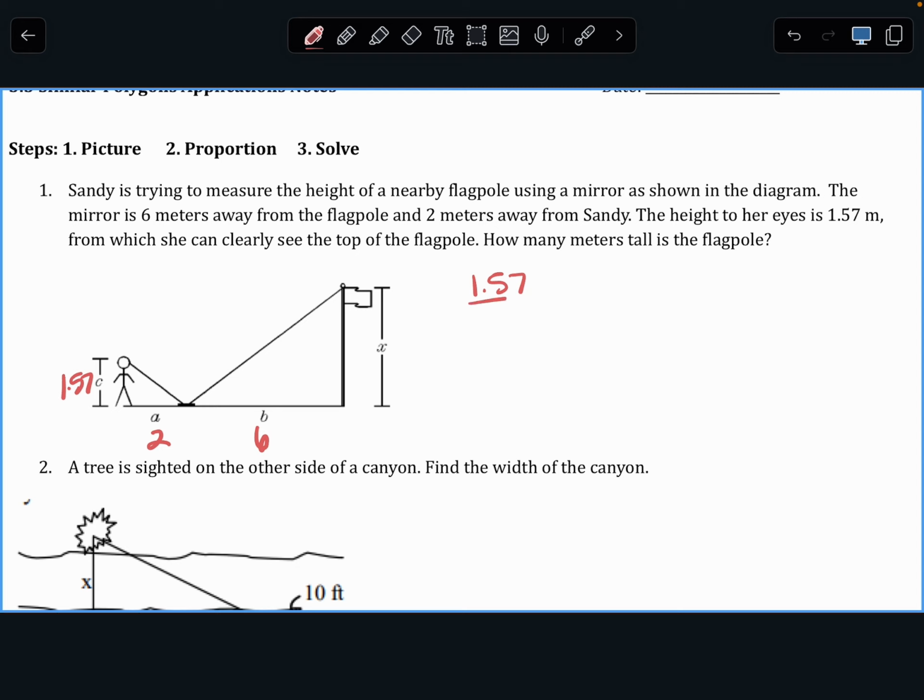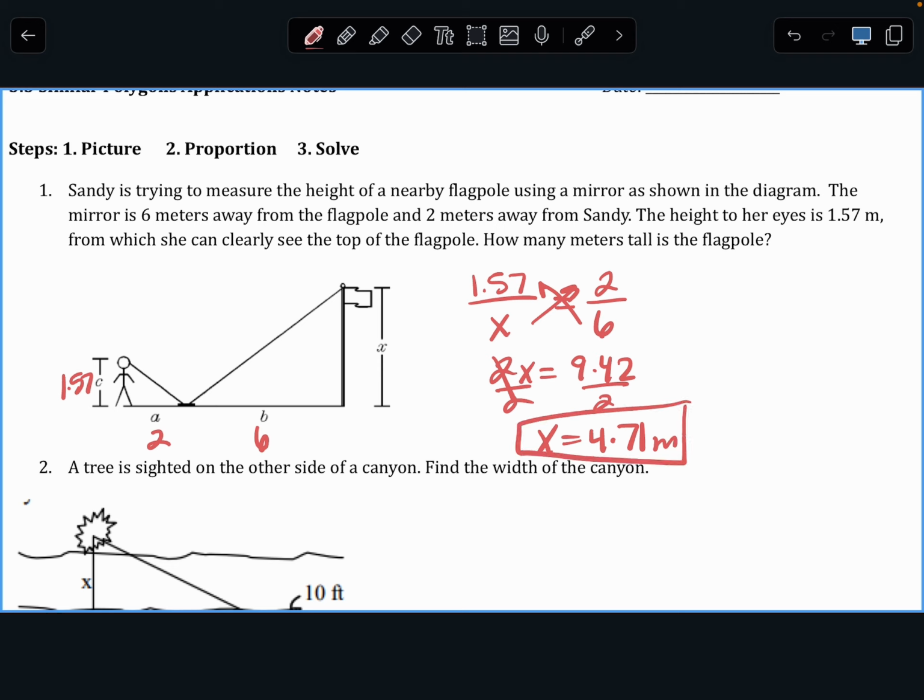1.57 matches what? It can match several things. What do you want it to match? X, okay? And then we started with the small triangle. I have to start with the small triangle again. That means that it has to be 2 over 6. So then we cross multiply, and I get 2x equals 9.42. Then we divide. X is 4.71 meters.